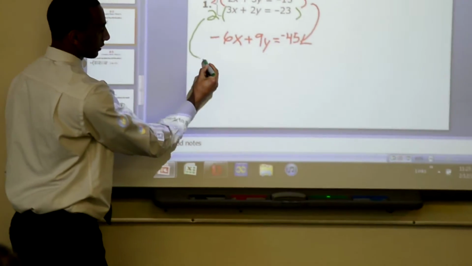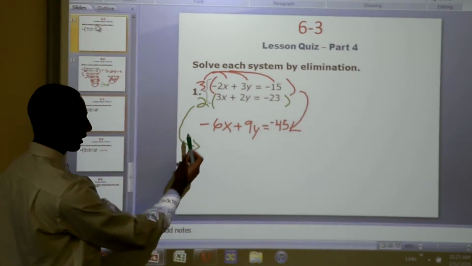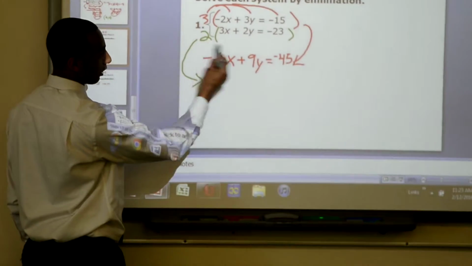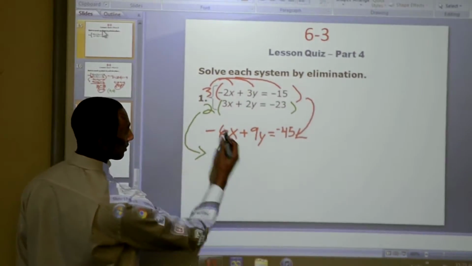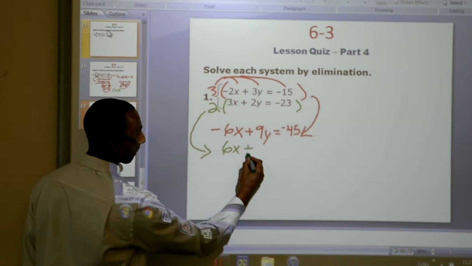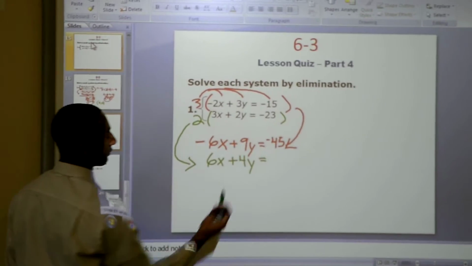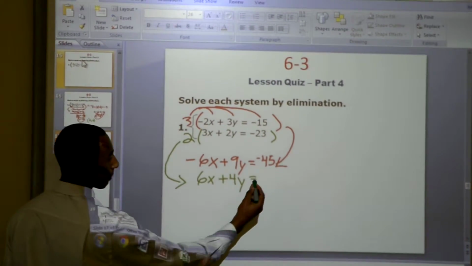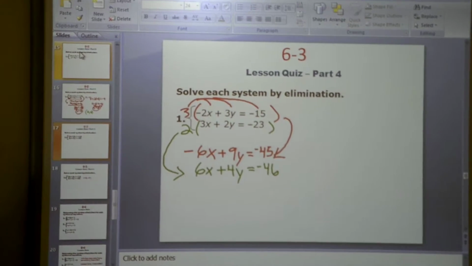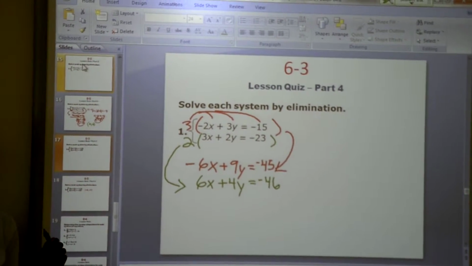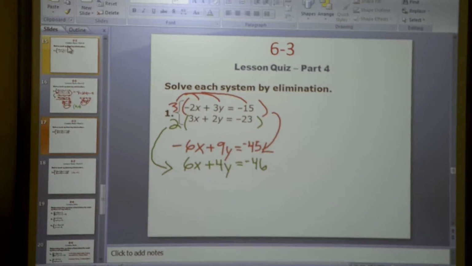Okay. So first of all, let's just multiply it by positive 2 and see what we get. So we're also distributing again. What is 2 times 3x? 6x. What is 2 times 2y? 4y. What is 2 times negative 23? Negative 46. Okay, so if we had multiplied the second equation by negative 2, right?